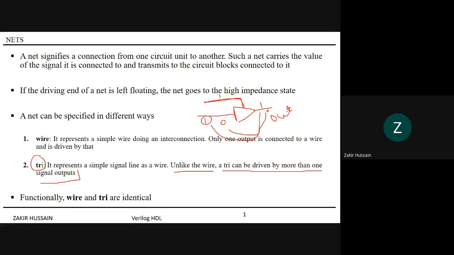And in this case, if you see this particular example, this out is not driven by more than one buffer. It is a single buffer. So tri is not required. If one more buffer comes into the picture, and this buffer is also connected to the same output port, it is becoming more than one. This out is driven by more than one gate. In such a case, do not use wire, use tri. So, hope this is clear.